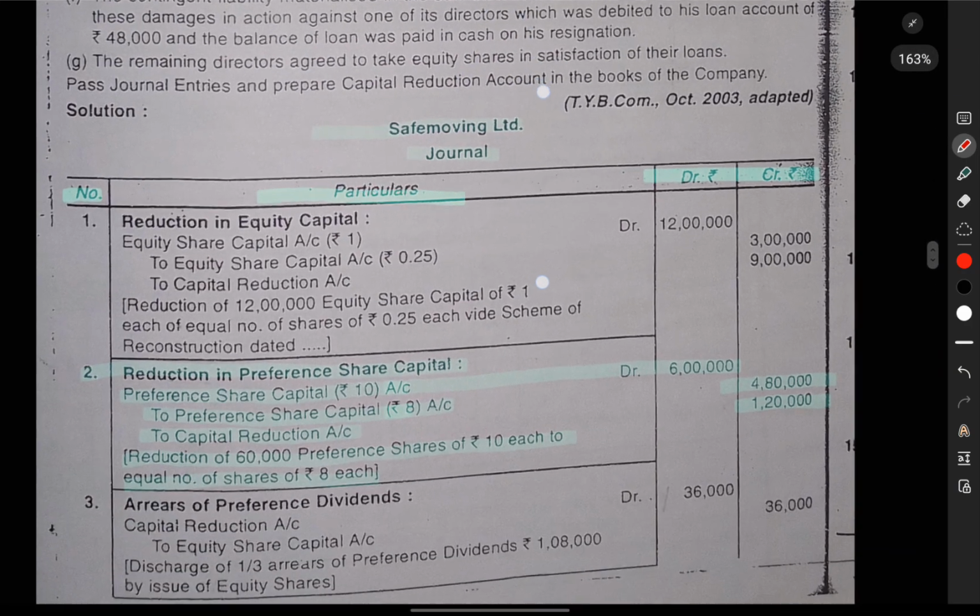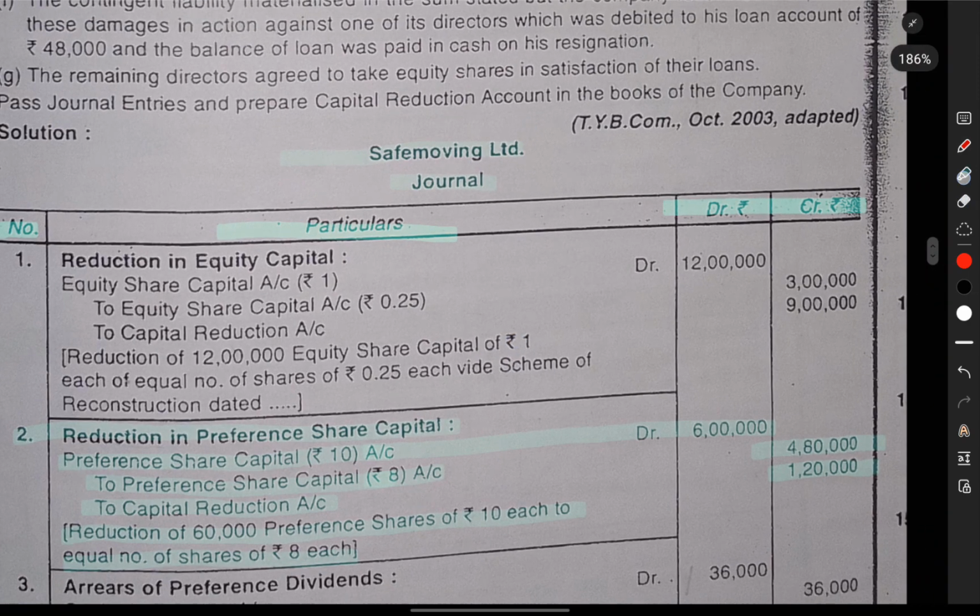So give a debit to equity share capital 12 lakhs, the main value. So reduction in capital: equity share capital account rupees 1, 12 lakhs, to equity share capital account 0.25 new equity shares, and the balance will go to capital reduction account, which is 9 lakhs. Our narration will be reduction of 12 lakh equity shares of rupees 1 each to an equal number of shares of 0.25 each as per scheme of reconstruction dated.